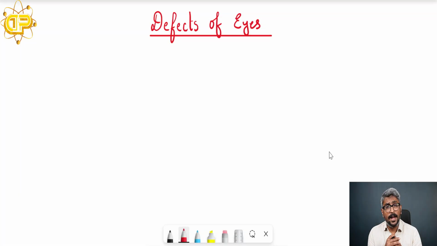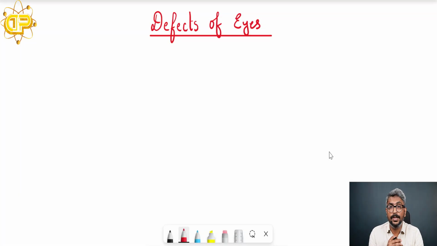Today we are going to study a few topics for class 10 CBSE NCERT, that is defects of eyes and how we can correct those defects. So without wasting time, let us dive straight into the class. Defects of eyes.